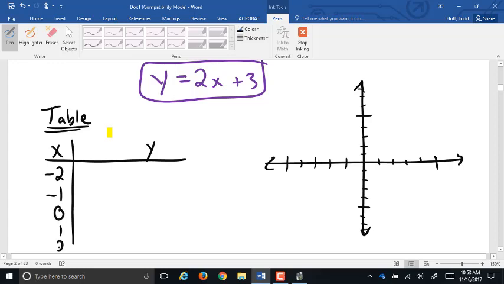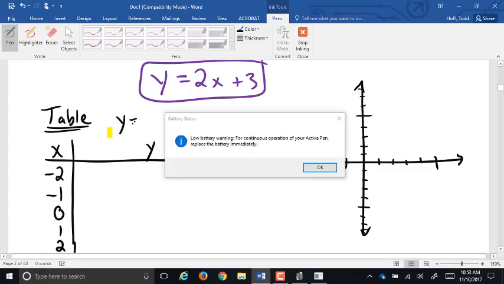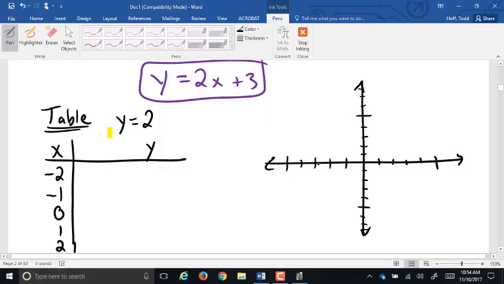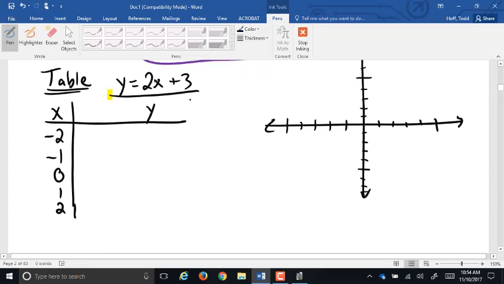-1, 0, 1, and 2. Just to see what that does. Now that might not be enough to figure out the shape, or it might be. If we get those on the graph and can see what the graph looks like, we can go ahead and draw it in. If not, we'll pick more points and keep going until we can figure out what it looks like. So if x is -2, y has to be 2 times x plus 3.